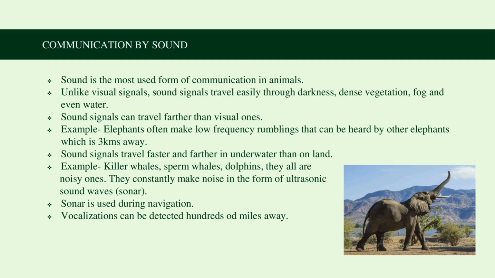Then the communication by sound. Sound is the most used form of communication in animals. Unlike visual signals, sound signals travel easily through darkness, dense vegetation, fog and even water. So sound signals can travel farther than visual ones. For example, elephants make low frequency rumblings that can be heard by other elephants 3 kilometers away from the elephant making the rumbling sound.